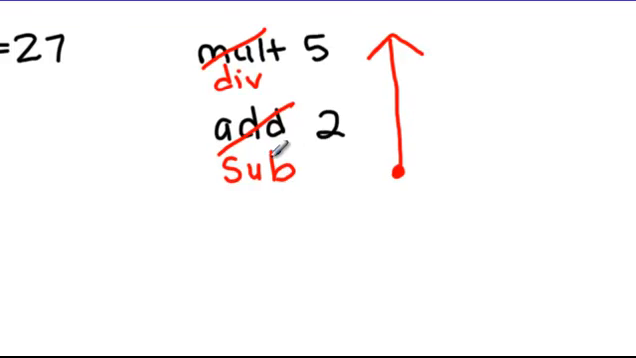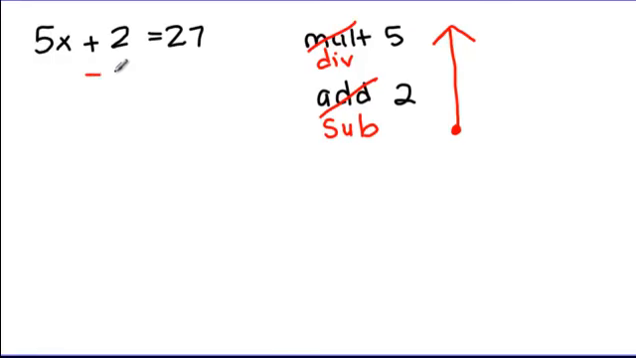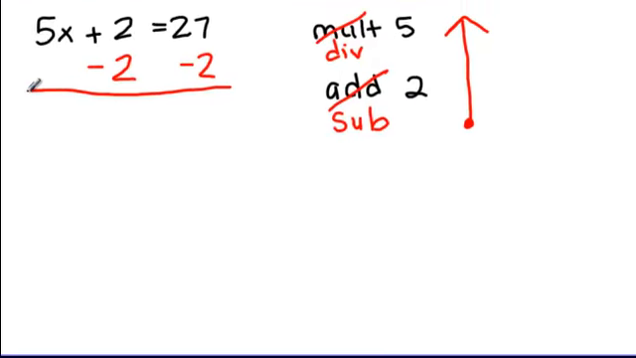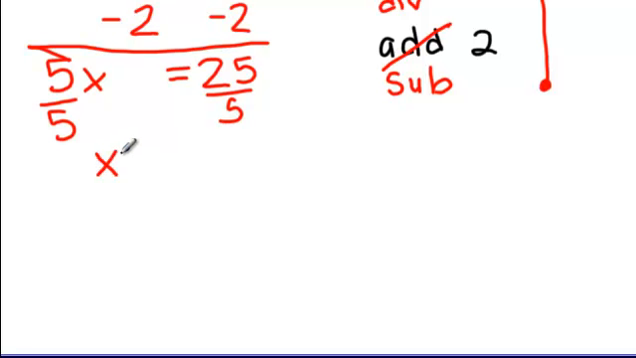All right, so here we have the opposite of add was subtract, so we're going to subtract 2 from each side. That gives me 5x is equal to 25. My next step working back is to divide. Divide by 5 each side. So that gives me x is equal to 5.